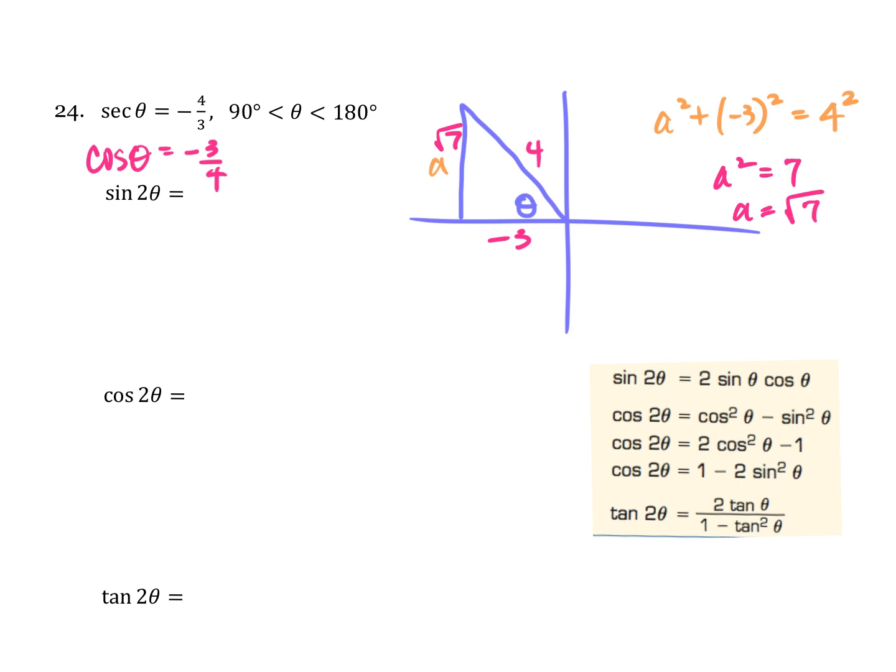All right, let's do it. Sine of 2 theta, we only have the choice of one formula. Margie, I know you weren't here at the beginning. I will give you all these formulas. We're just applying them, okay? Sine of 2 theta, let's go do it.